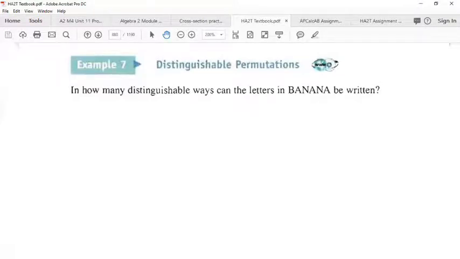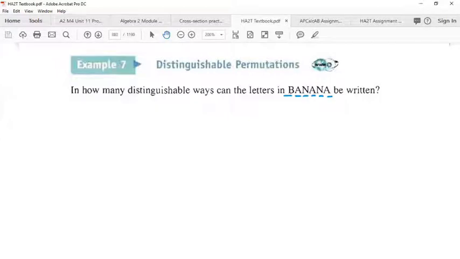Banana. How can we rearrange these letters in distinguishable ways? Distinguishable has the same meaning as unique. Unique ways. Now, let's pretend this word's not here right now. How many letters do we actually have? 3? No. There's 1, 2, 3, 4, 5, 6.